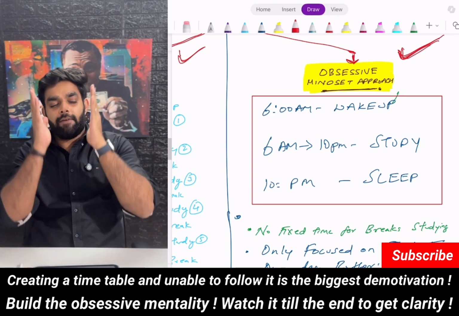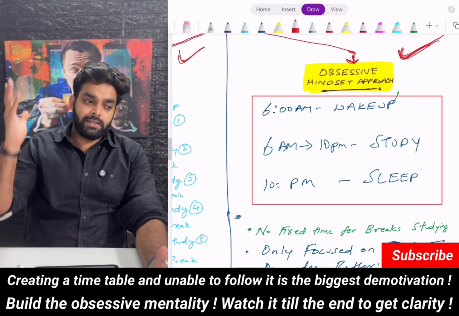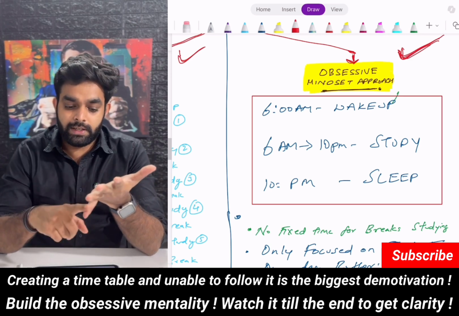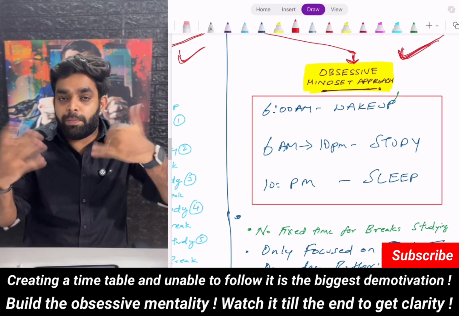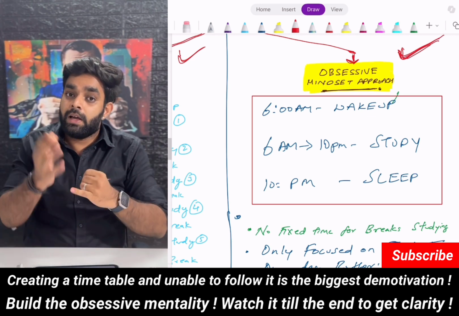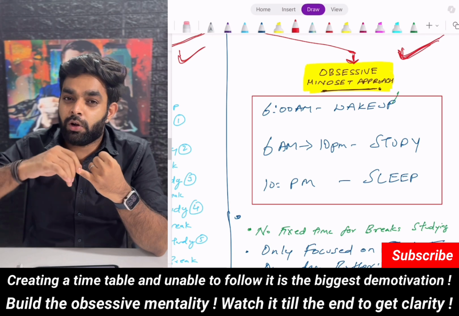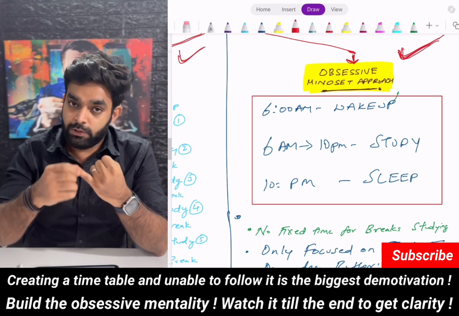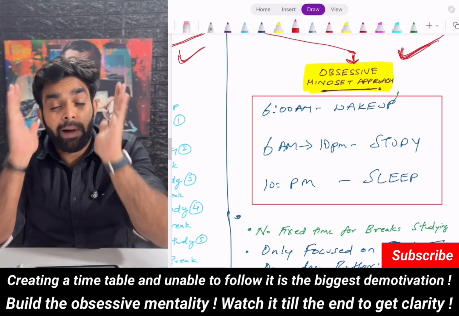Bro, let me tell you, if you have an obsessive mindset to clear CA, I'll tell you an example. For example, imagine Cristiano Ronaldo. He is a super disciplined guy. You guys know that. But his discipline is not what makes a person really big. It is not about the discipline. I believe in this. You have to have the discipline, but before discipline, you have to have the obsessive mindset.